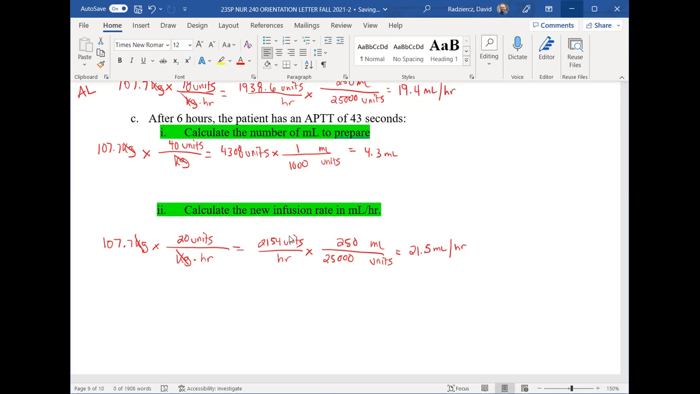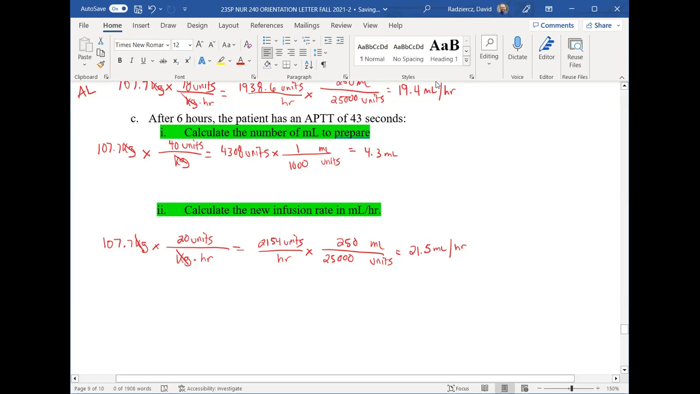Now, I will say this, that if you take the original 19.4 and add 2, you're going to come close to the right answer. But technically, the right answer should be 21.5 milliliters, not 21.4 milliliters per hour. Okay.